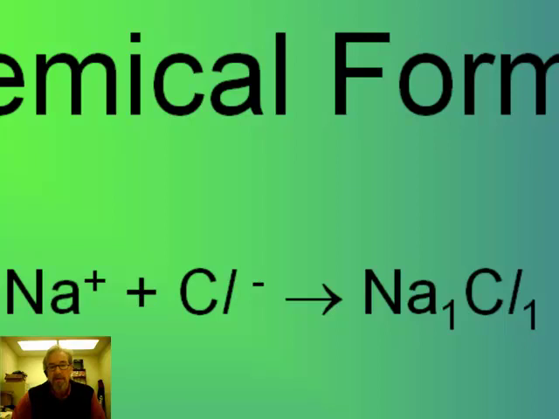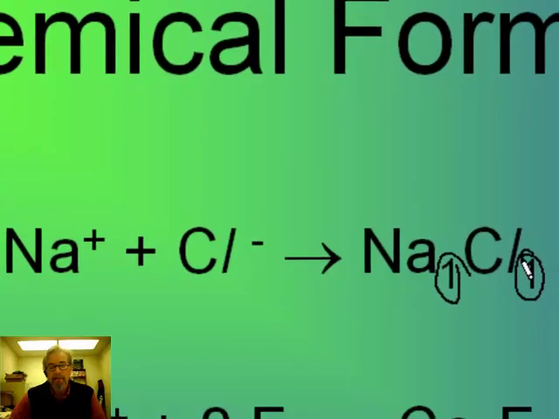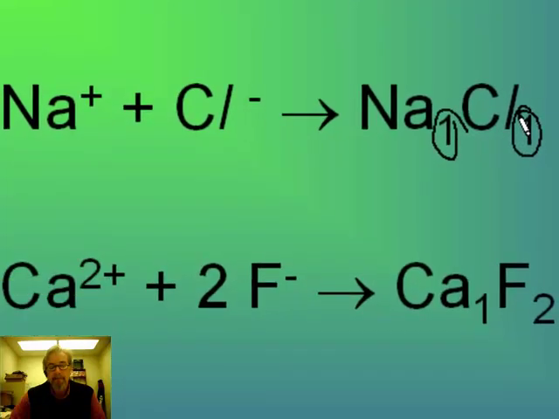And so we have a 1-to-1 ratio. And these little subscripts here, the 1 there and this 1, tell that story. The same thing is true for the second example, only we needed 2 fluorines for every calcium. And so these subscripts of 1 and 2 tell the ratio, 2 fluorines for every calcium.